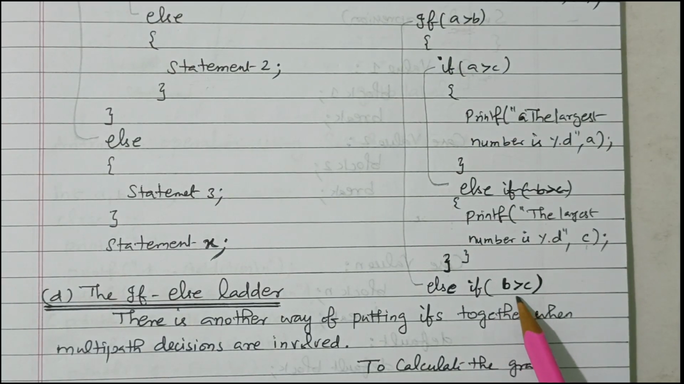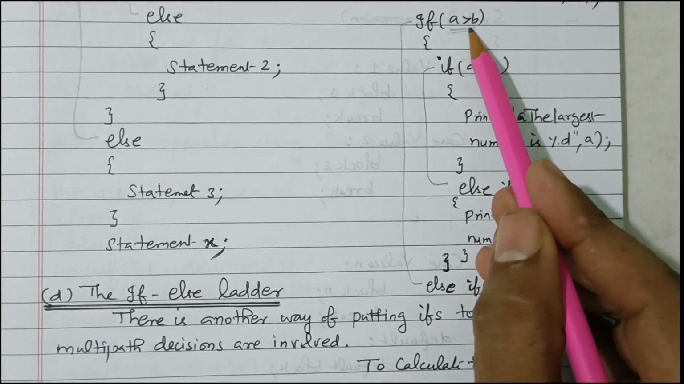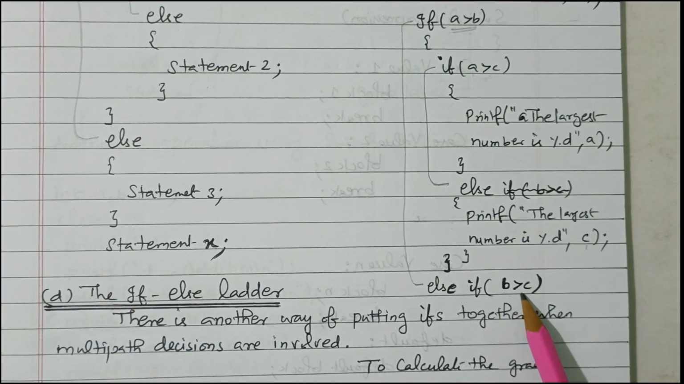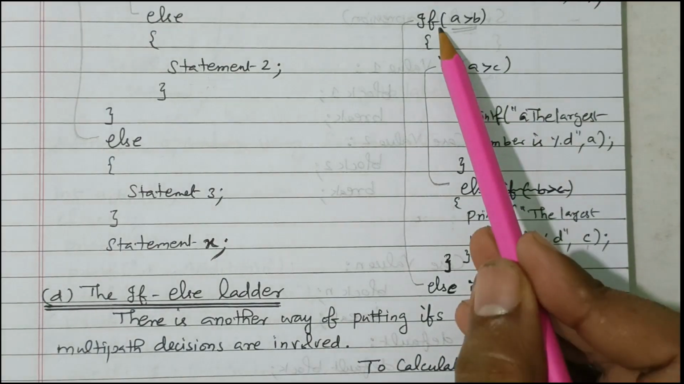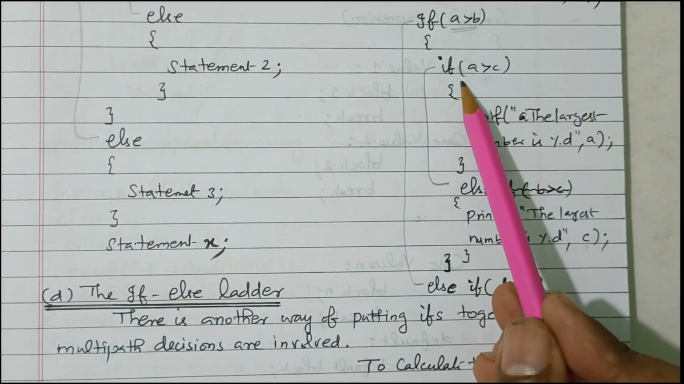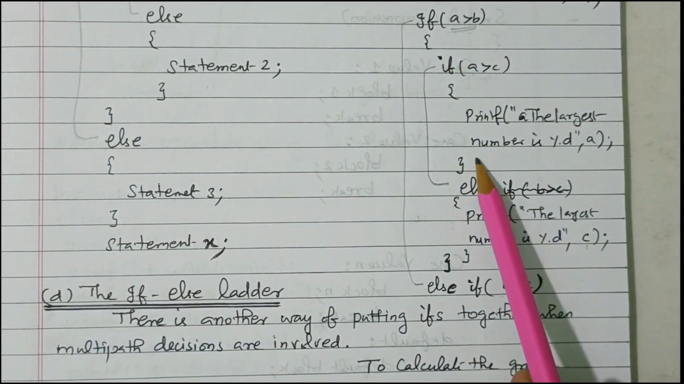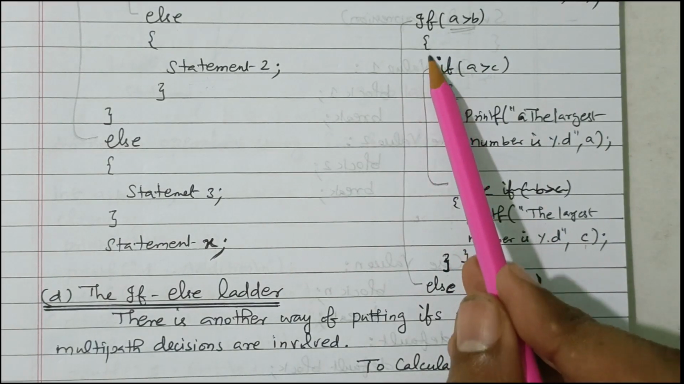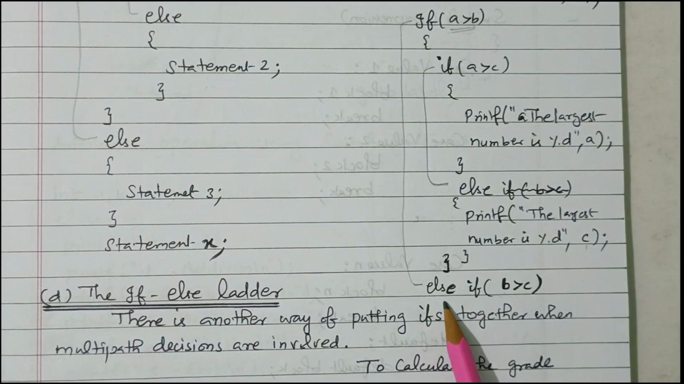Right? B should be verified with the C now, because here it is clear B is greater than A. Whether it is greater than C or less than C should be verified. So here we are using one more if condition. So first one if condition, inside one more if condition. For that, this is the else part. After this else part, we are closing the brace for this first if condition. If it is false, it will go to the outside else part.